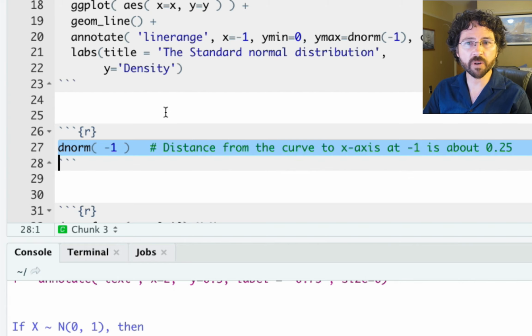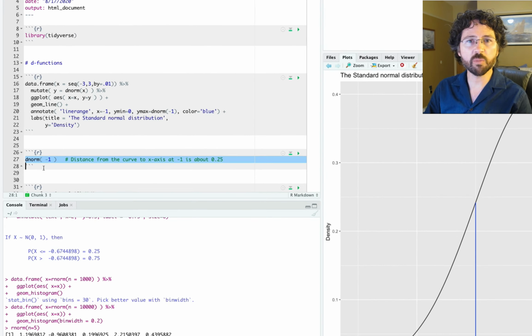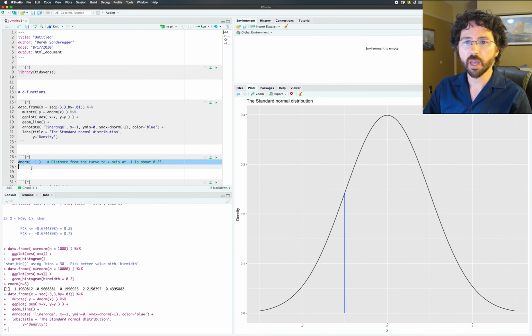And so all of my functions are going to have this d, p, q, r and then some suffix that denotes what distribution this is from. The normal, with no other additions, will give me the standard normal distribution. And so this will give me the height of the curve, which is about 0.25.